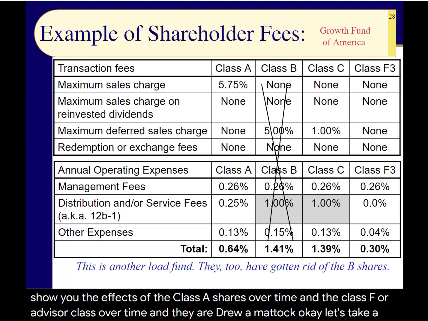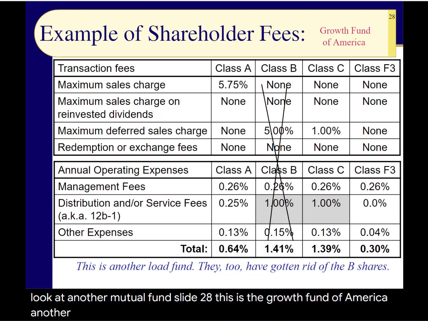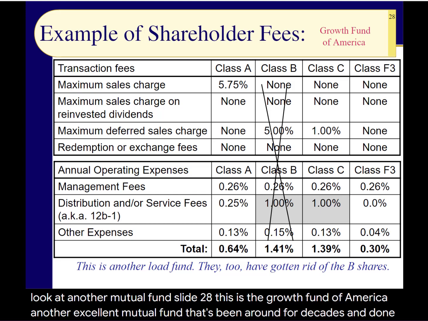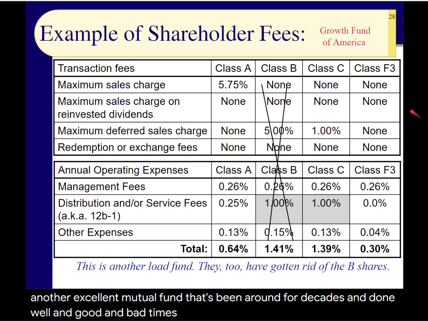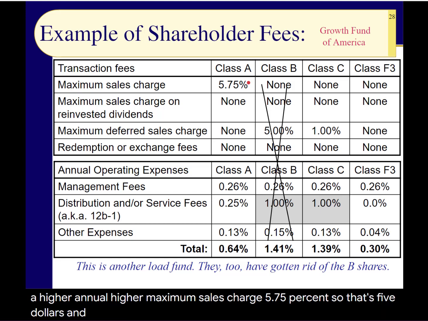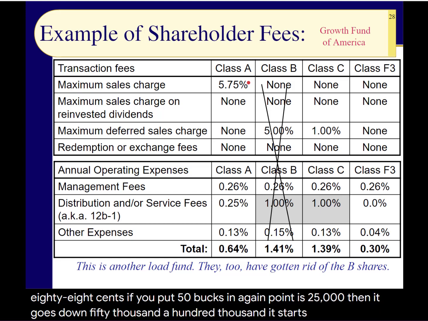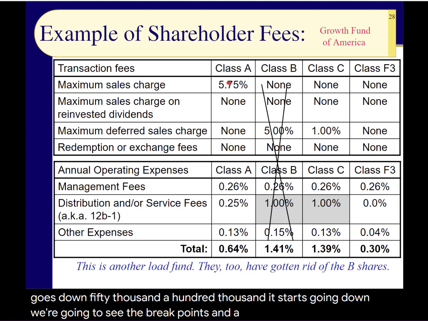Okay, let's take a look at another mutual fund, slide 28. This is the Growth Fund of America, another excellent mutual fund that's been around for decades and done well in good and bad times. And notice that their Class A shares have a higher maximum sales charge, 5.75%. So that's $5.75 on $100, $2.88 if you put $50 in. Again, once you get over, I think the first break point is 25,000, then it goes down, 50,000, 100,000, it starts going down. We're going to see the break points in a future slide.